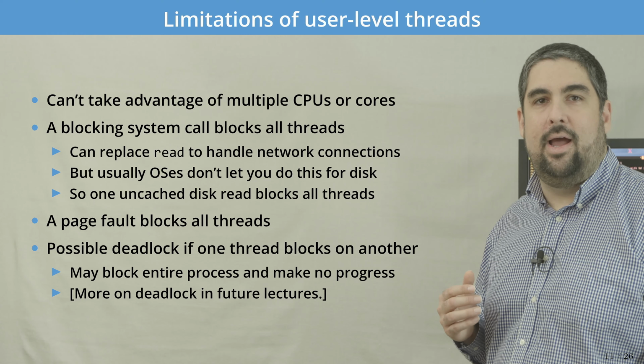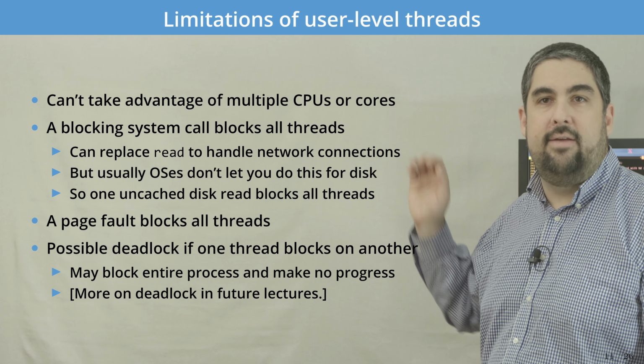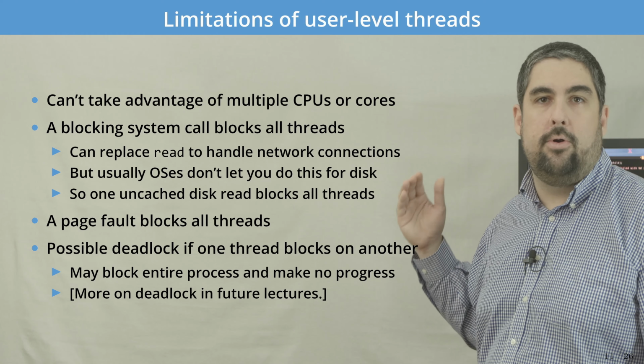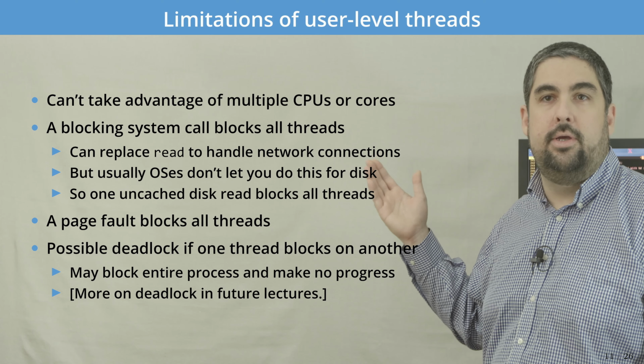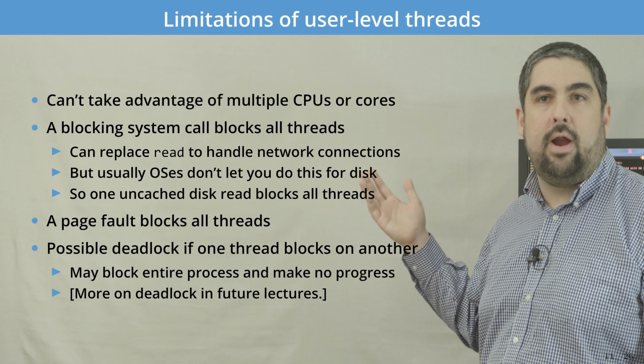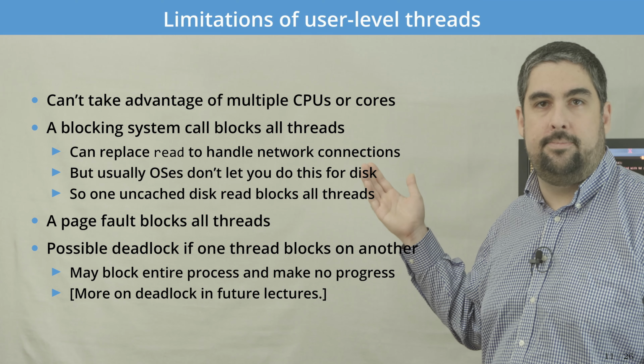User-level threads have multiple limitations. The main one being that we can't take advantage of multiple CPUs or cores in our system. So if you have multiple CPUs or cores, with user-level threading, your program wouldn't run any faster, and you would have to use multiple processes.